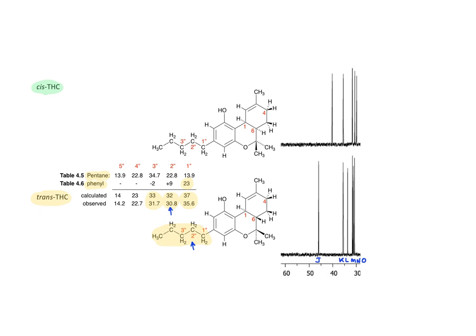From this analysis, we can say that carbon J is probably not on the N-pentyl group, and is consistent with the assignments that were made for M, O, and K, respectively. The position where we see the biggest changes are for carbon J at 46 parts per million in trans THC and at 40 parts per million in cis THC.